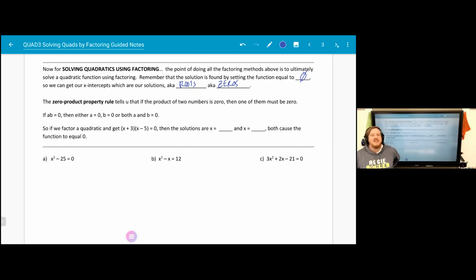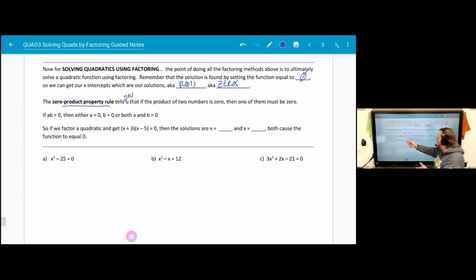It's just a fancy way of saying, if you multiply 2 things together and you get 0 out of it, at least one of those things has to be 0. If you multiply 2 things together and you get 0, at least one of those things has to be 0. That's what that says. The zero product property tells you that if the product of 2 numbers is 0, then one of them must be 0. They could both be, and we're going to do that.